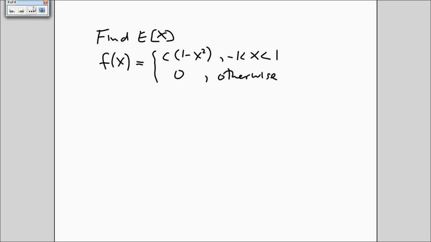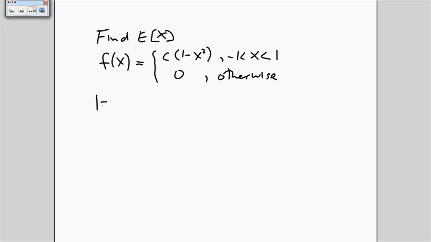Now, to find E of x, you need to know what f of x is. But we don't, because of this value c. So somehow, we have to find out what c is. I guess you can find the expected value first, in terms of c, and then do what we're about to do to find c, and then go back and update your expected value formula. But for some reason, I'd rather find c first.